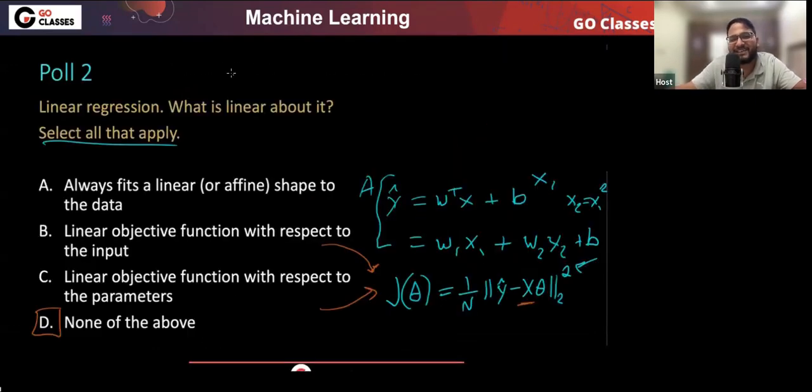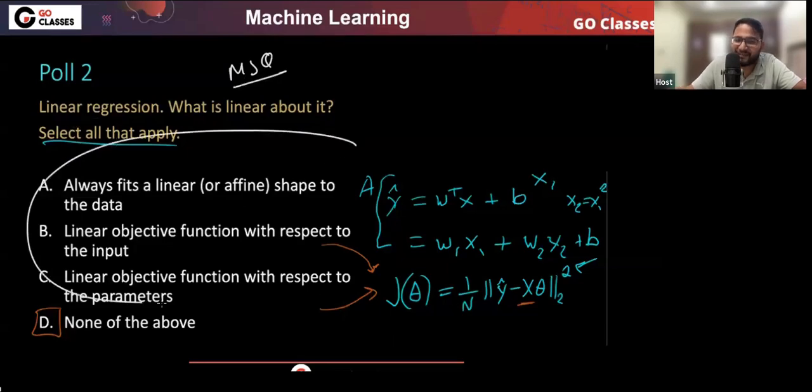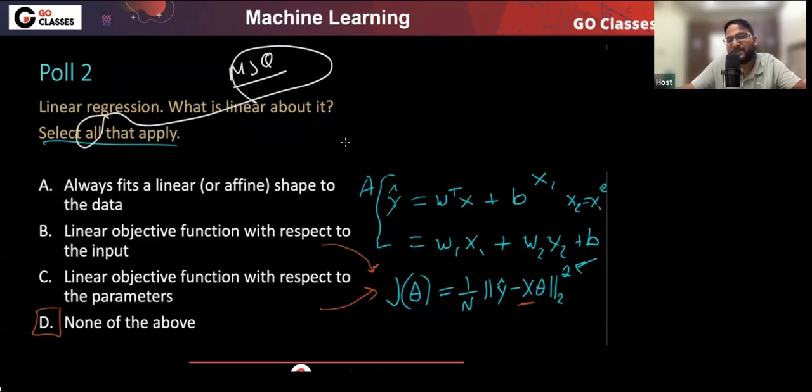See, interestingly, that was an MSQ question. Select all that apply, and there was nothing correct. That is too much confidence in MSQ. They are saying you select all that apply, and nothing was correct.